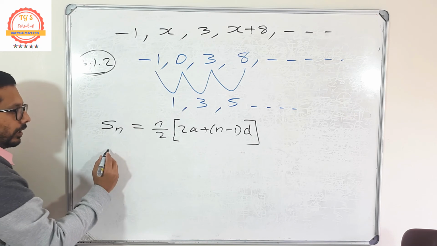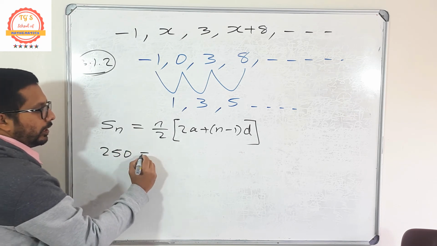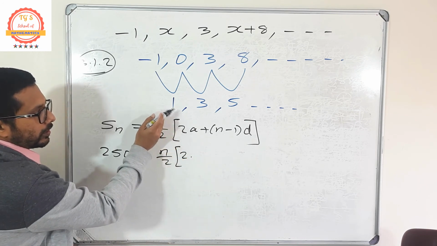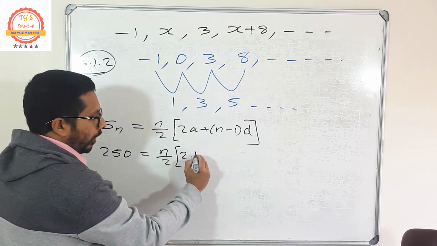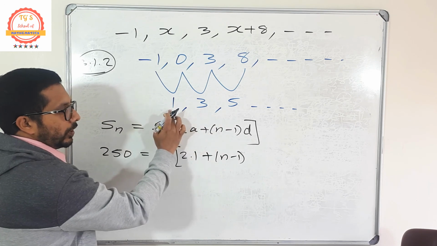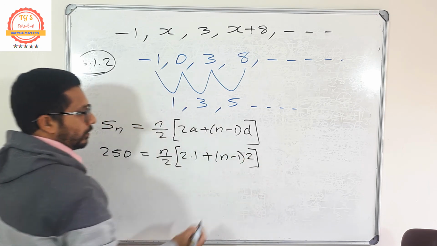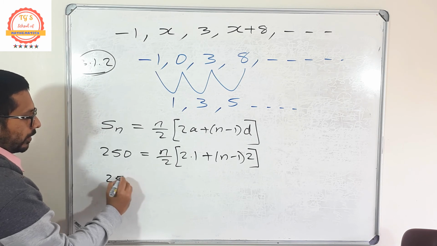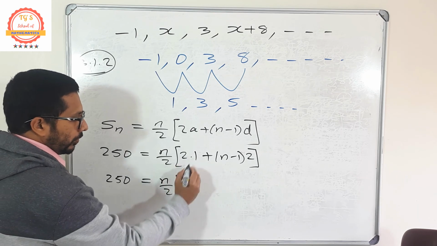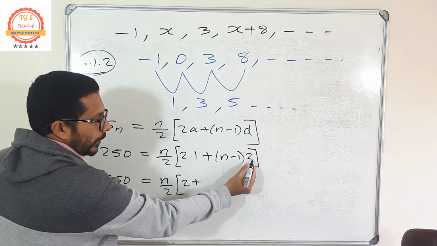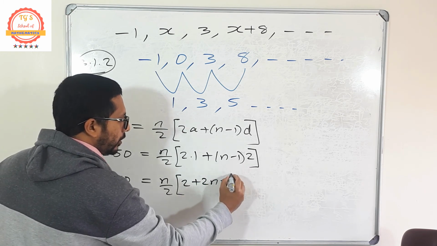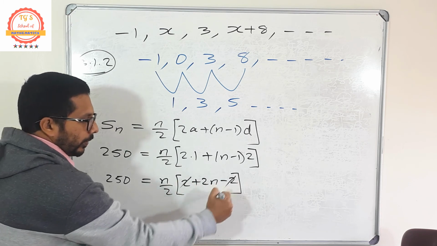So Sn means the sum, that is 250, is equal to n over 2 into 2 into a. What is the first term? 1. 1 plus n minus 1 into, what is the common difference here? 3 minus 1, that is 2. Okay. So 250 is equal to n over 2 into 2 into 1 is 2 plus, expand the bracket, 2 into n is 2n, 2 into minus 1 is minus 2. So this 2n and minus 2 cancel.